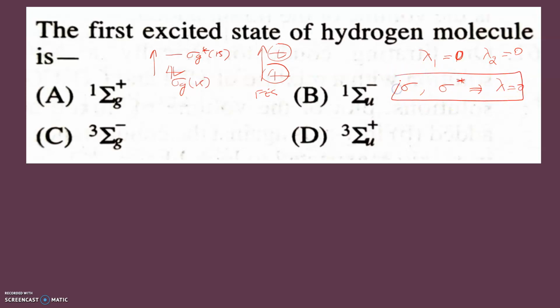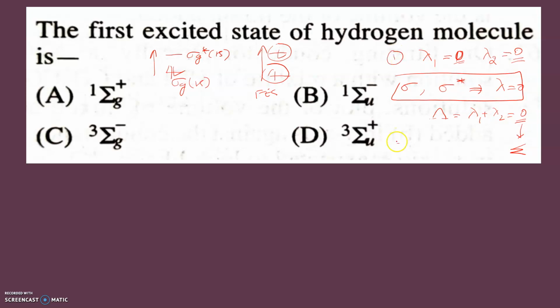Keep this in your mind, very important. For electron 1, lambda value is 0. For electron 2 also, lambda value is 0. Therefore, big lambda is the sum of lambda 1 plus lambda 2. If you add them, you will get big lambda as 0. If big lambda is 0, then the symbol is sigma. So the symbol for this first excited state of hydrogen molecule should be sigma. In all the 4 options, sigma is given, so we have to proceed further.